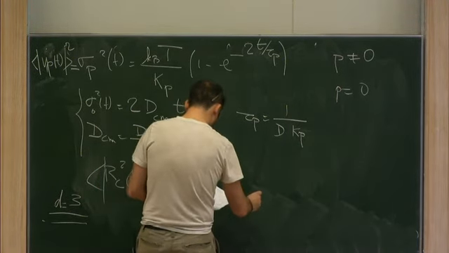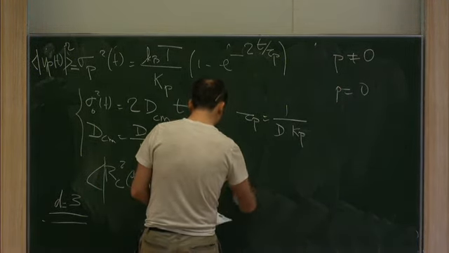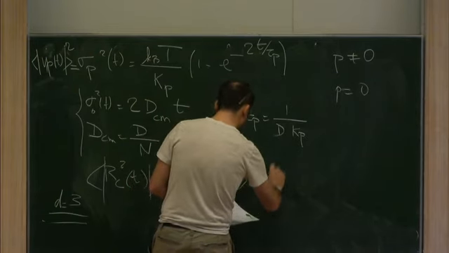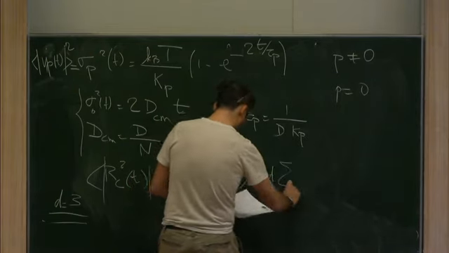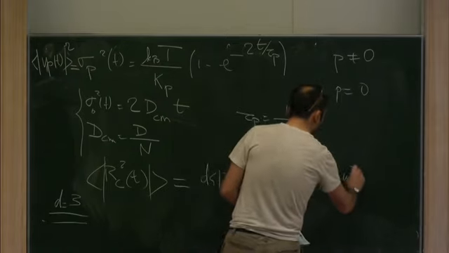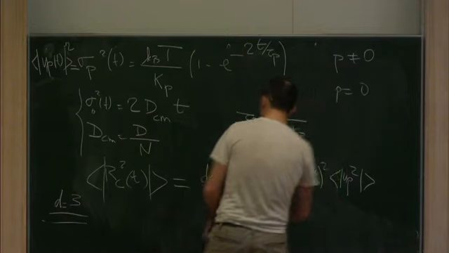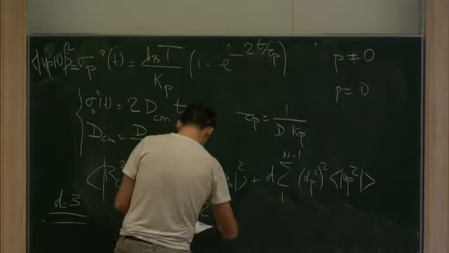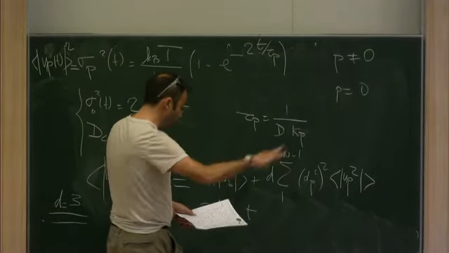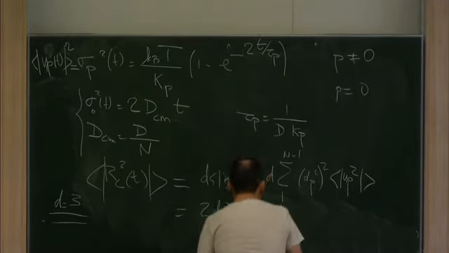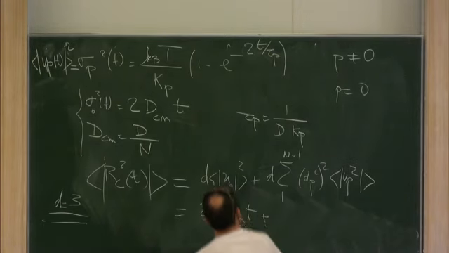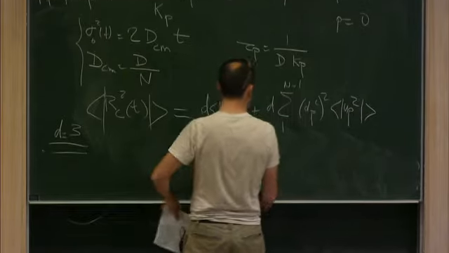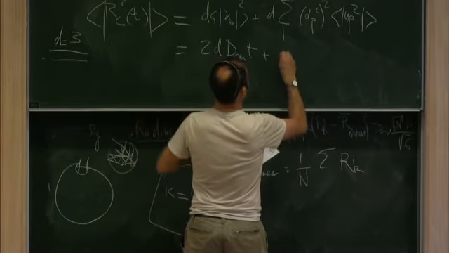So this is u0 squared plus d times the sum from 1 to n minus 1 of alpha pc squared multiplied by the average of up squared. And now we just replace everything here. So this is 2d c center of mass times t. This is just the motion of the center of mass. And now we have to write plus d.